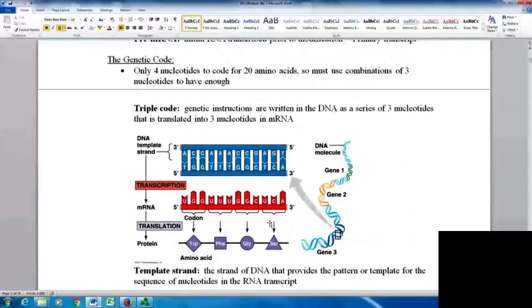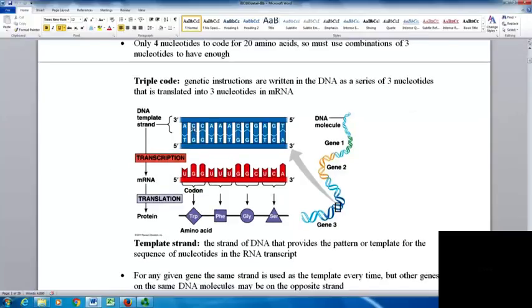When we look at the genetic code, you have only 4 nucleotides to code for 20 amino acids. So you can't just use one nucleotide to represent each amino acid. A combination of 2 would be 4 times 4 possible combinations, or 16, still not enough. So we have to use combinations of 3 nucleotides, which gives us 64 possibilities to have enough. It's a triple code. Your genetic instructions are written in the DNA as a series of 3 nucleotides, and that's going to be translated into 3 nucleotides in the mRNA. And we call these the codons.